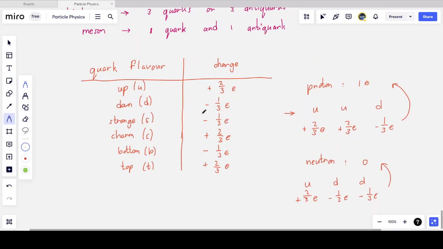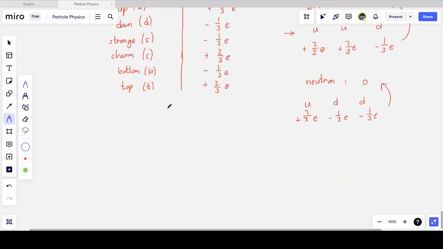The anti-down quark would have a charge of plus 1/3. So an antiproton would have an anti-up, another anti-up, and an anti-down. And this would give it a charge of minus e. And so it would have the antiparticle for each one of the quarks, and hence we would have minus 2/3, minus 2/3, plus 1/3, which would be minus 1. And so an antiproton would have the same mass, but opposite charge. And so these are the fundamental particles.